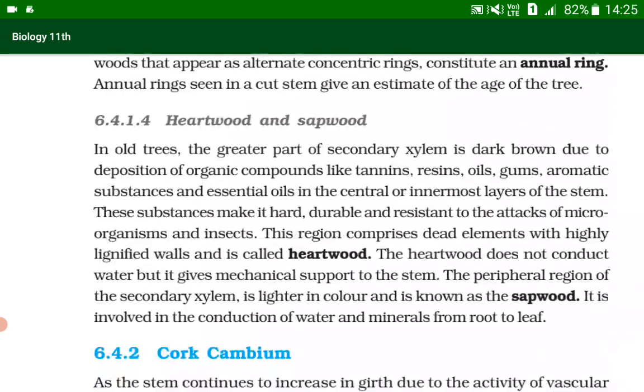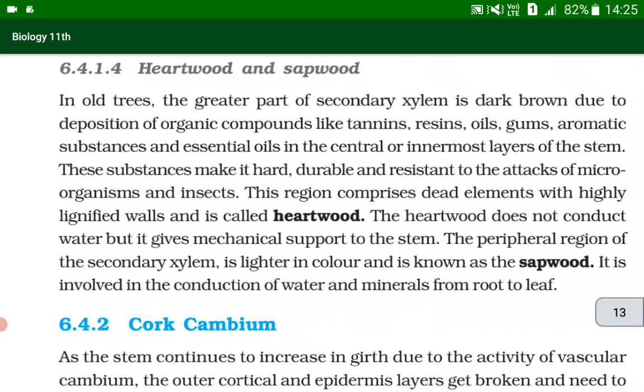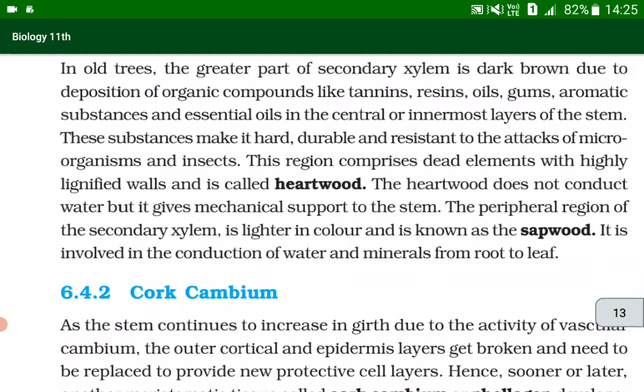6.4.1.4 Heartwood and sapwood. In old trees, the greater part of the secondary xylem is dark brown due to the deposition of organic compounds like tannins, resins, oils, gums, aromatic substances, and essential oils in the central or innermost layer of the stem. These substances make it hard, durable, and resistant to the attacks of microorganisms and insects. This region comprises dead elements with highly lignified walls and is called heartwood.